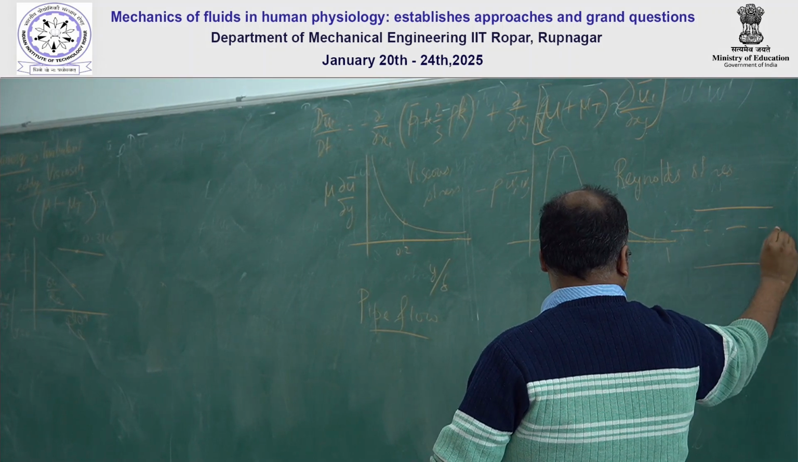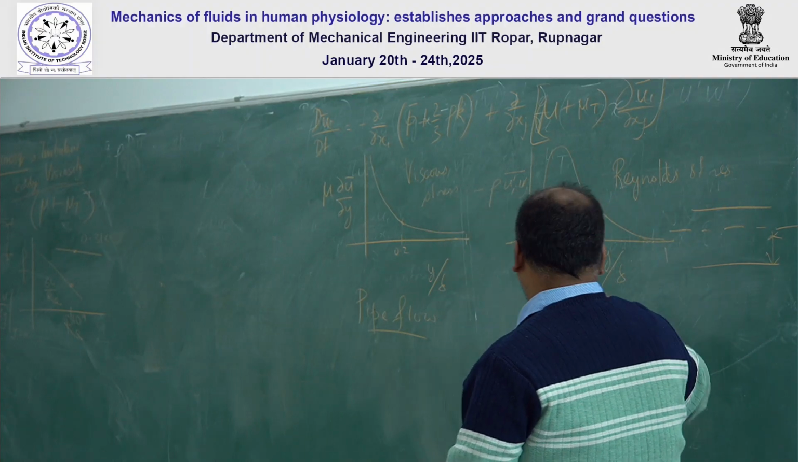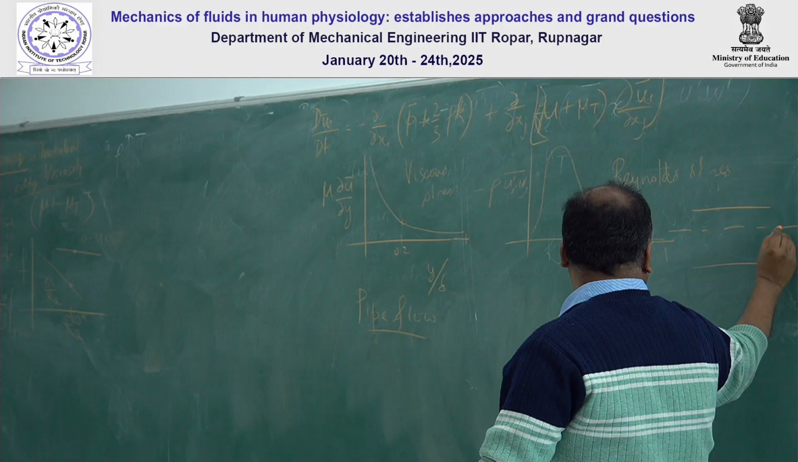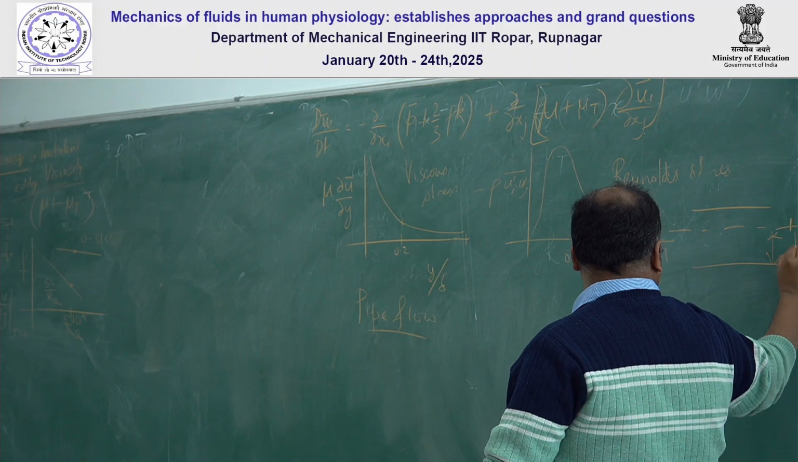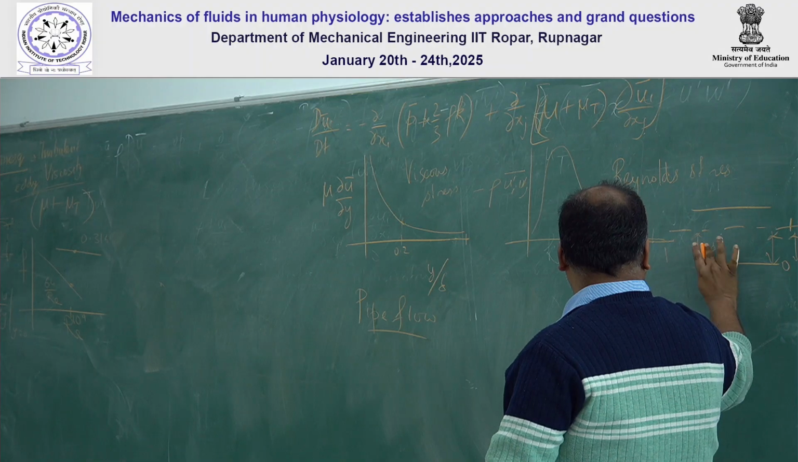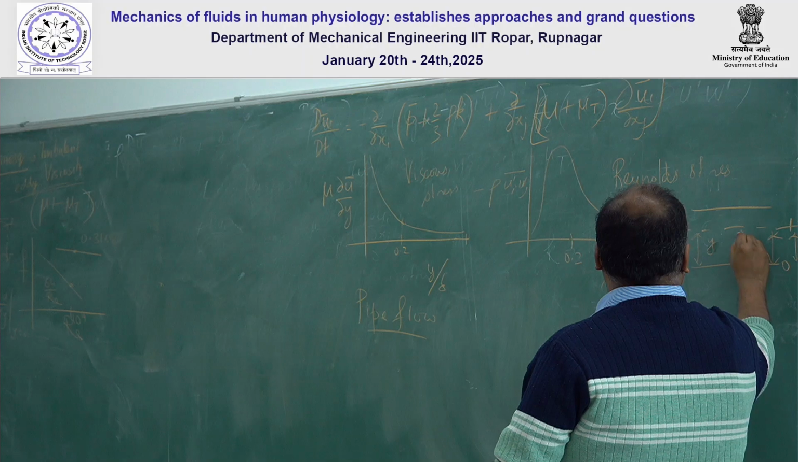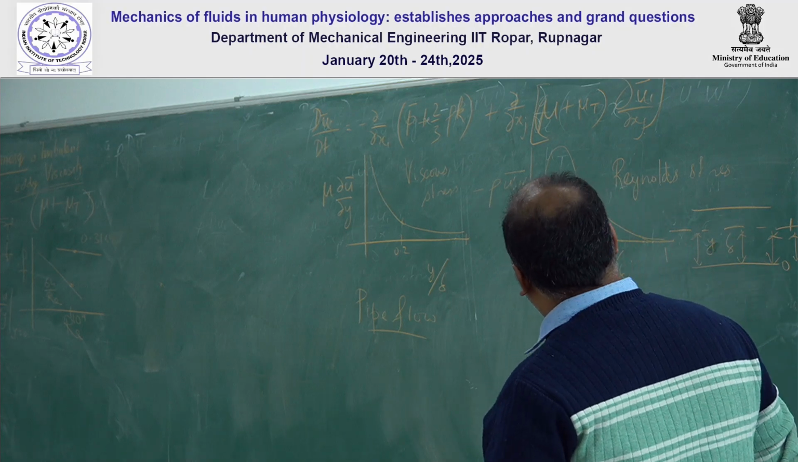This is the center line, so half of the right. This is y by delta equal to 1, which means the center line, so from 0 to 1. So this is y by delta, the radius if we say is the y by delta.